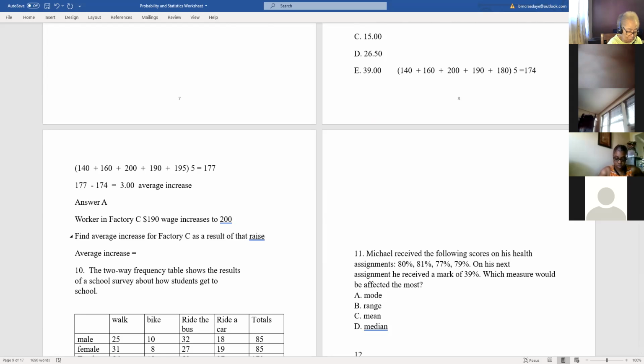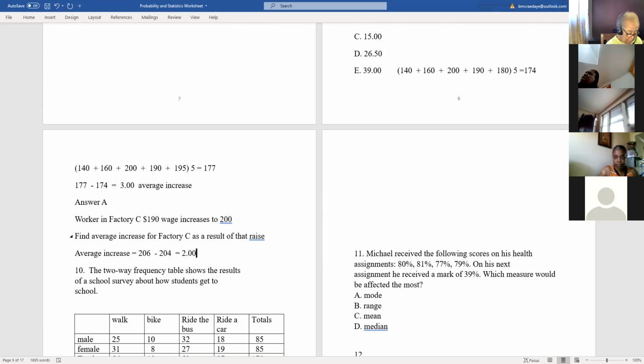206 minus 204, and that's equal to $2. Okay, $2. Did everybody get that? Michelle, did you get it? I'm still adding it. I mean, subtracting.